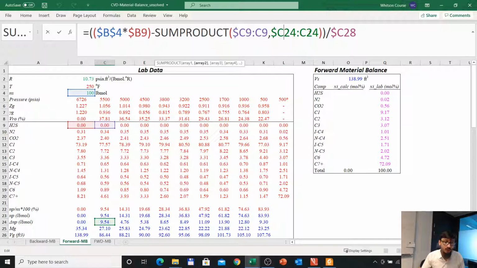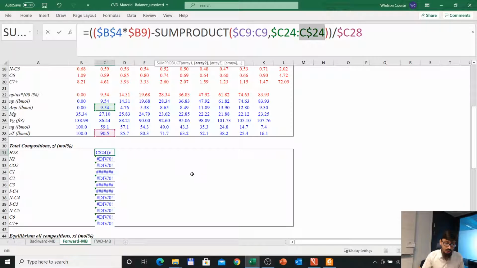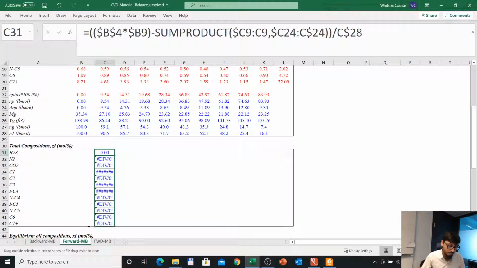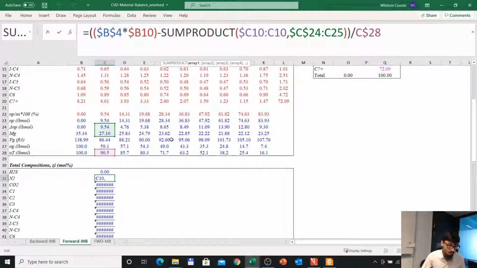Oh, okay. Yeah, so we should have fixed this because we don't want this one to change when we drag down. That should be like this. And then let's see 28, which is total moles again. We don't want it to change when we are dragging down, so that should be this. Let's see if we have done it correctly. No. Okay, what's going on here?